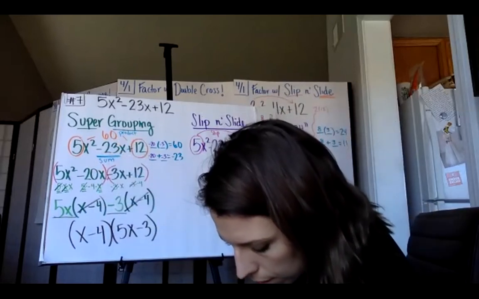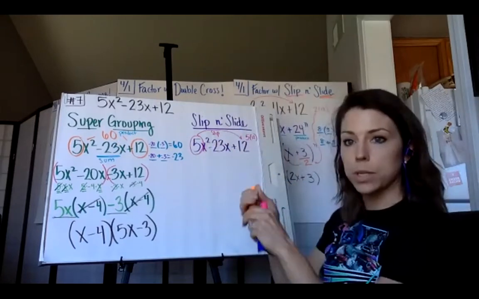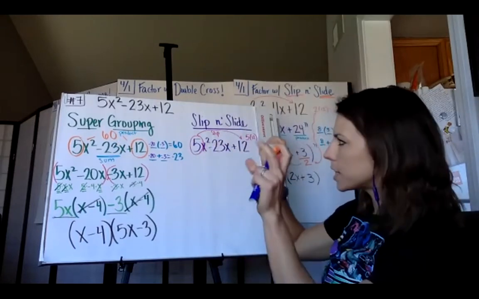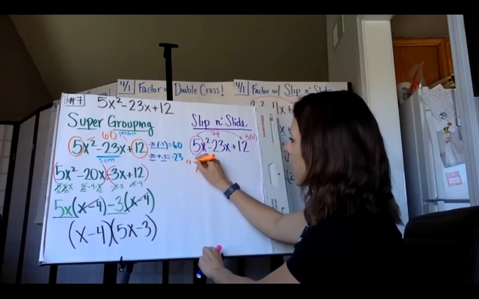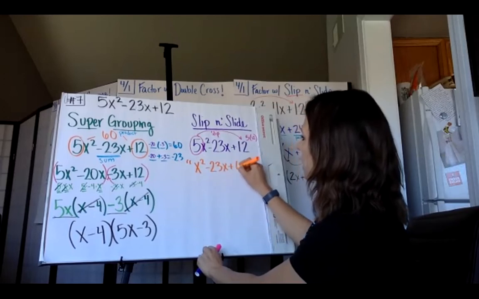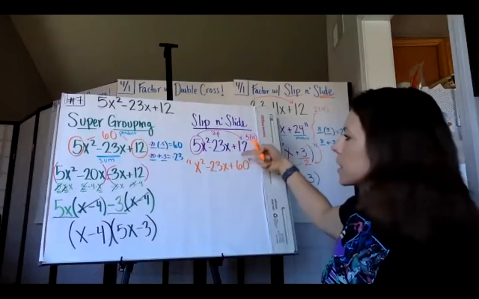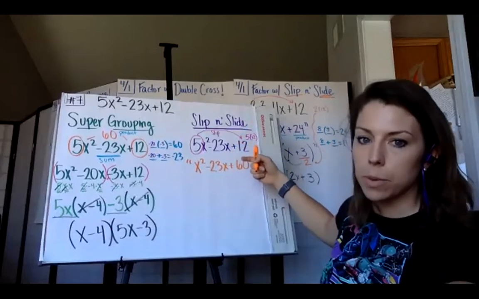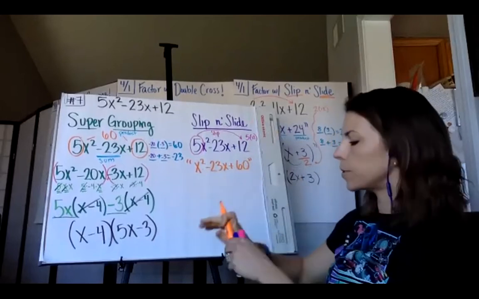Now we're working with a quadratic that is not equivalent to what we started with, so that's why I like to put it in quotations. Our new quadratic just became x squared minus 23x plus 60. But that's not actually equivalent, and that's where you have to be careful with slip and slide. These are not equivalent expressions. So now we play the P's and Q's game.